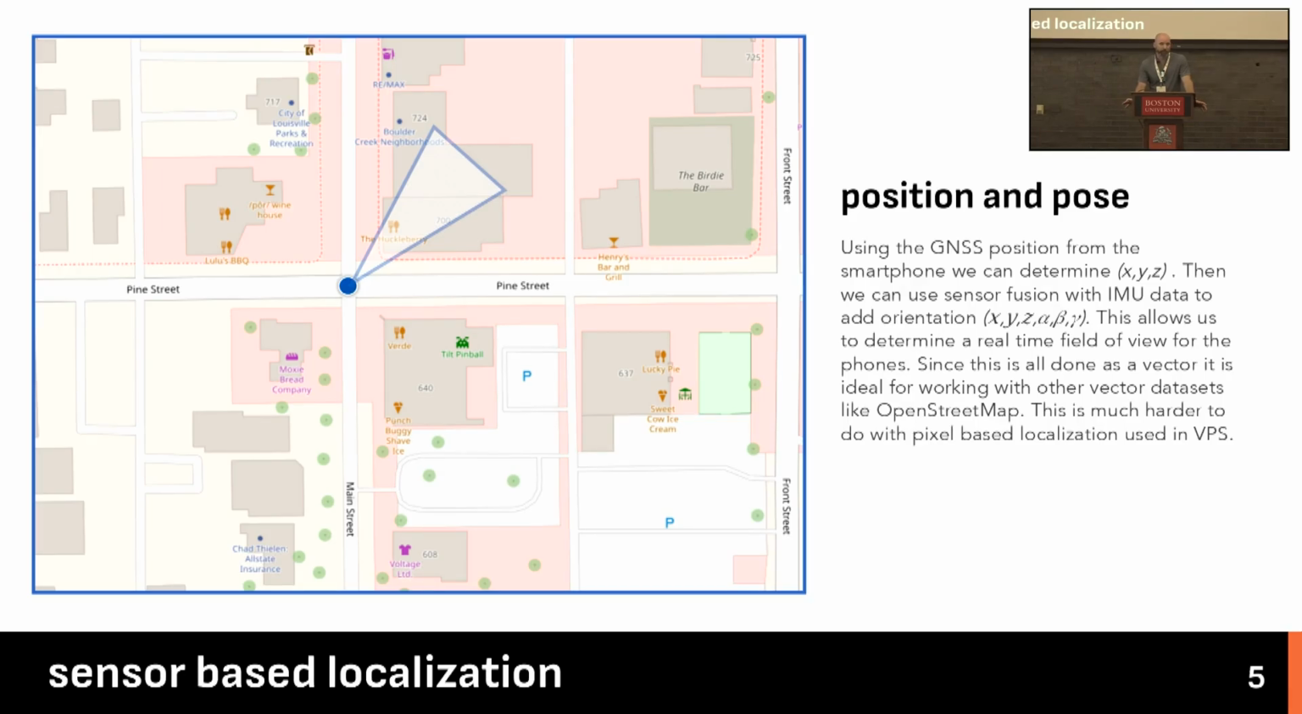And so we wanted to know: could we come up with a poor man's localization? Could we come up with a really simple way, just using sensors and vector data, to localize the device and figure out what you're taking a photo of?